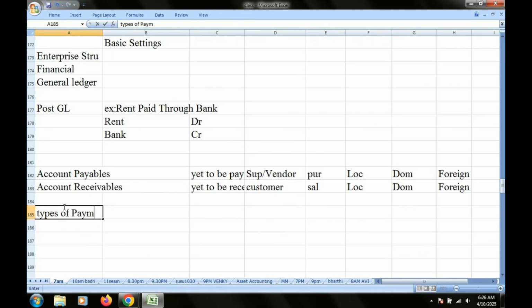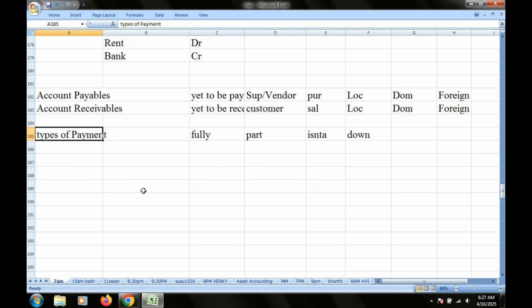The types of payments, how they work for both account payables and account receivables. Full payment we are covering, partial payment we are covering, installment payment we are covering, and down payment we are covering. These scenarios we will also see under APAR. Once we complete this part, we go to the next level of configuration, that is house banking.